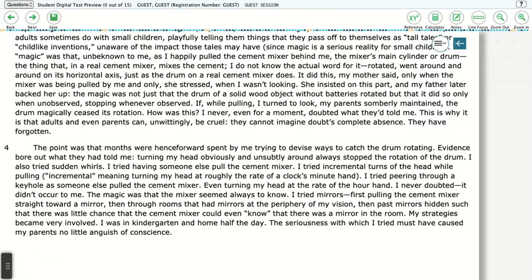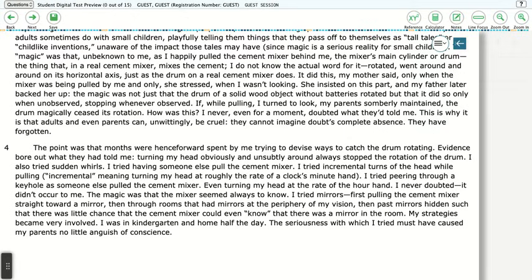I also tried sudden whirls. I tried having someone else pull the cement mixer. I tried incremental turns of the head while pulling, incremental meaning turning my head at roughly the rate of a clock's minute hand. I tried peering through a keyhole as someone else pulled the cement mixer, even turning my head at the rate of the hour hand. I never doubted. It didn't occur to me. The magic was that the mixer seemed always to know.